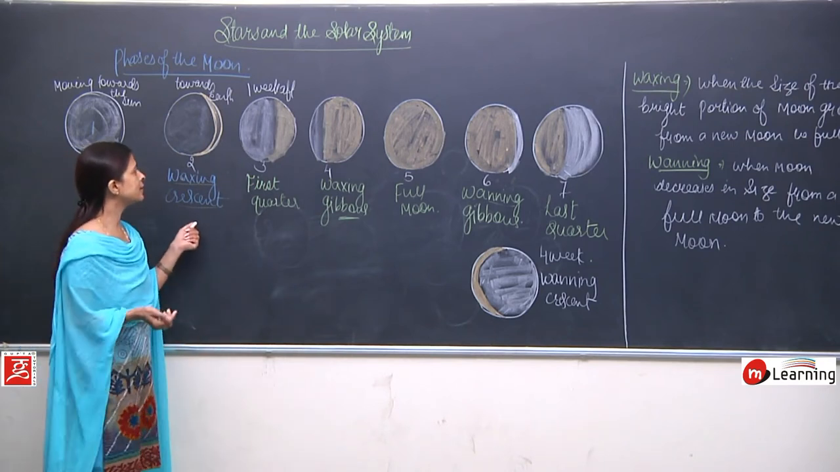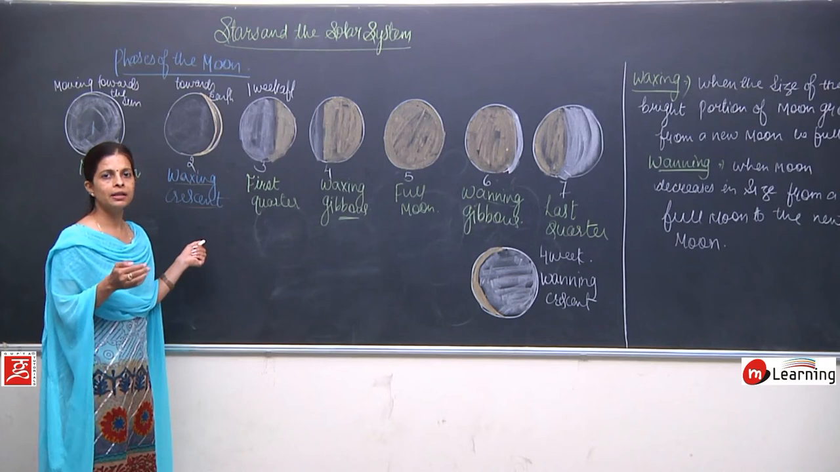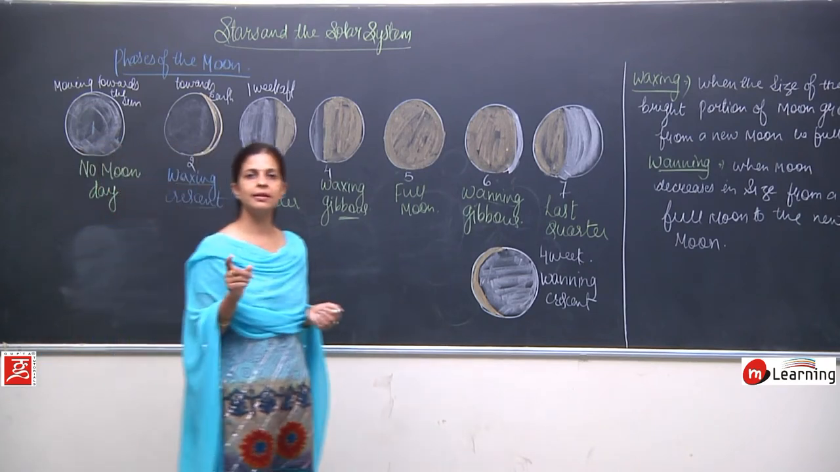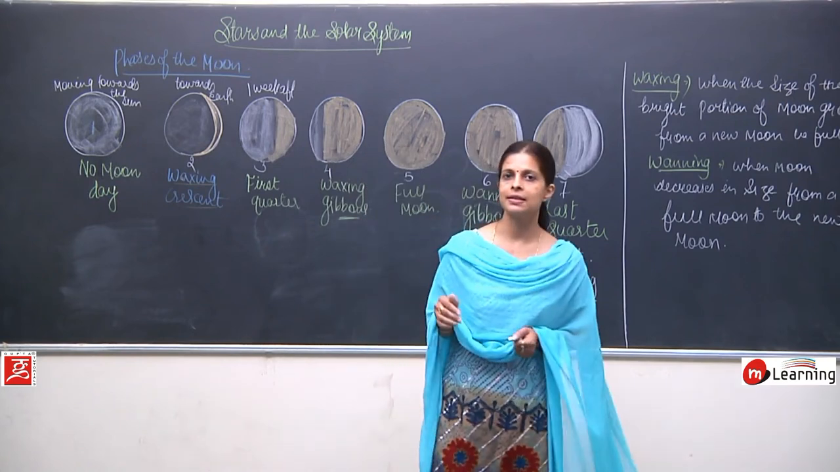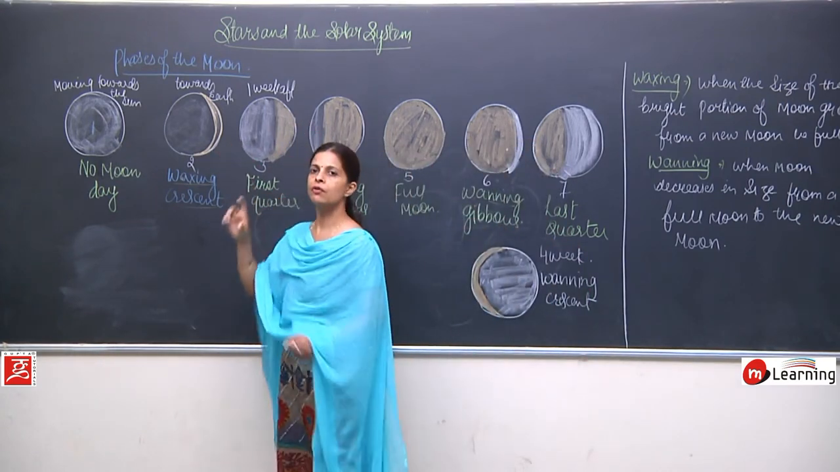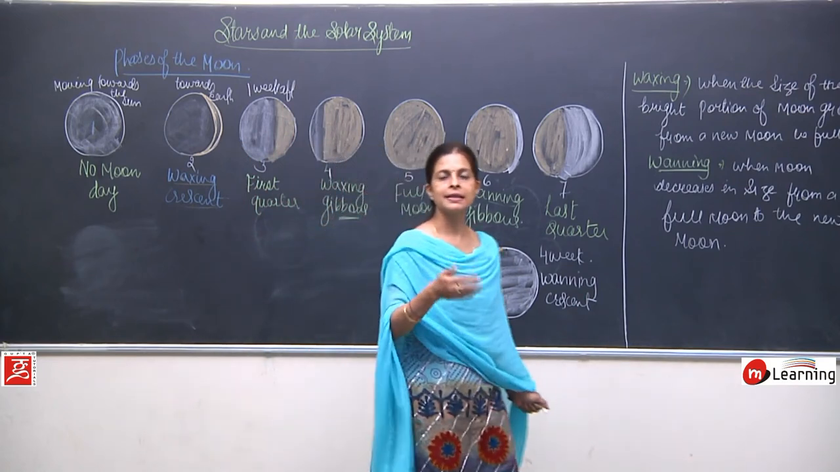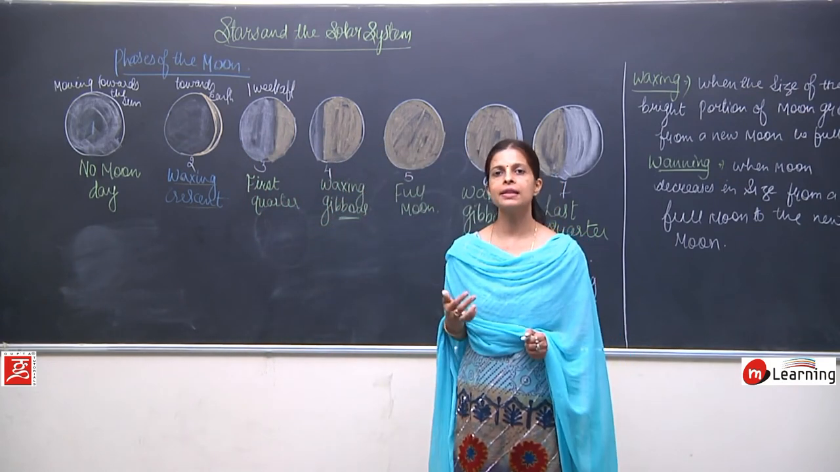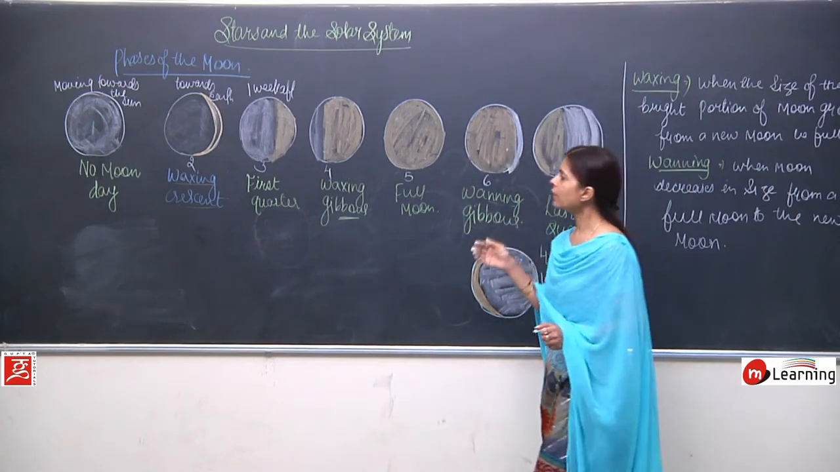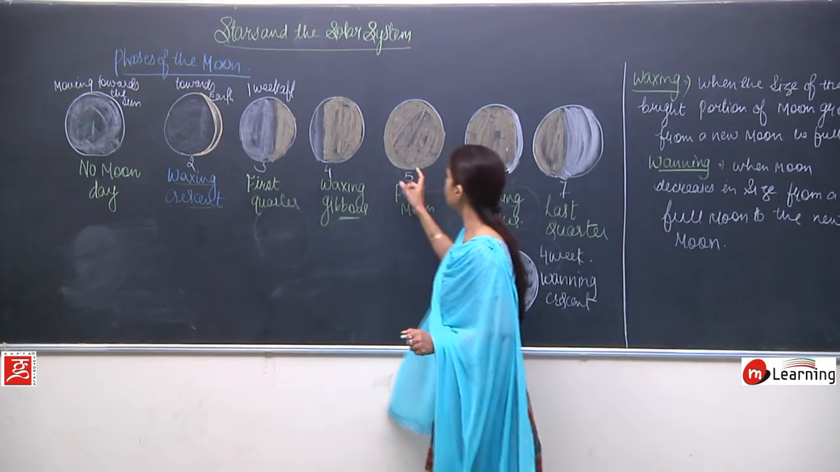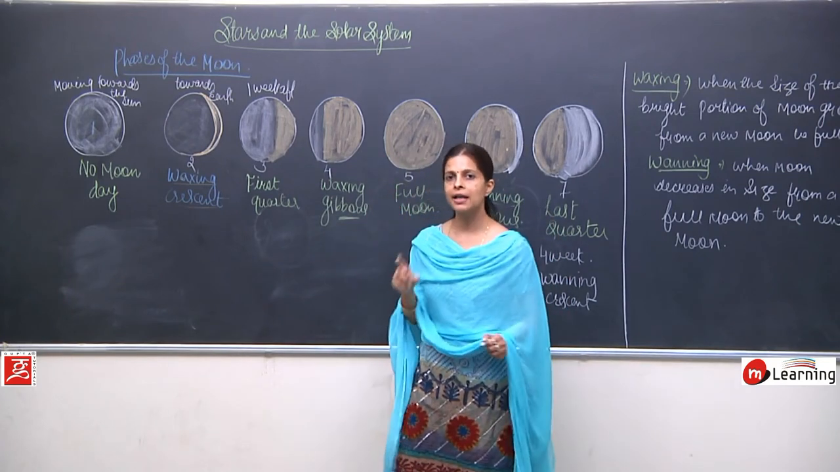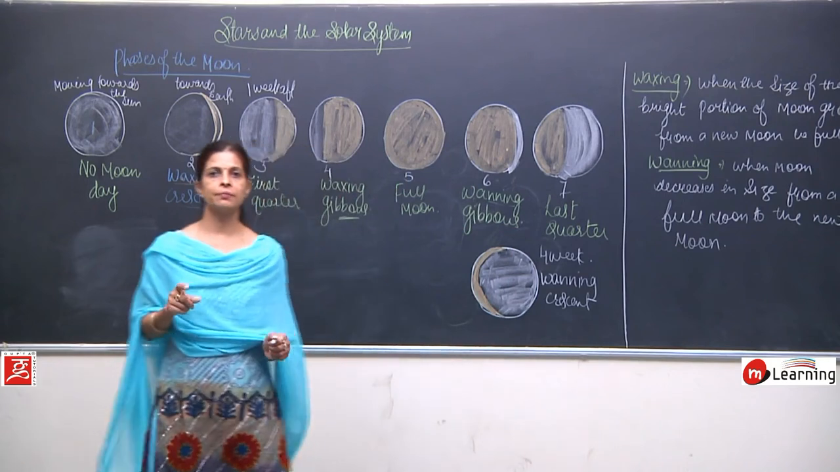So when it moves towards the earth, now it's a little far from the sun. Far in the sense, I'm not talking about the distance, that means the direction has changed. Now it's moving towards the earth. So now waxing means what? To appear bigger. When the size increases, we say waxing. When the size decreases, we say waning. So all these stages till full moon will be waxing. Why will it be waxing? Because till full moon, the size of the moon will increase.